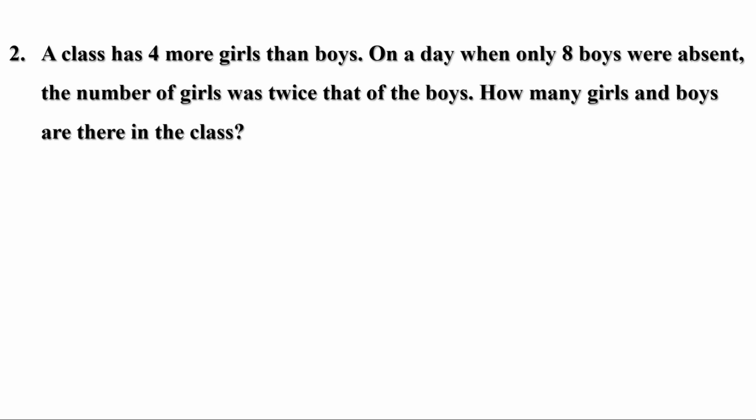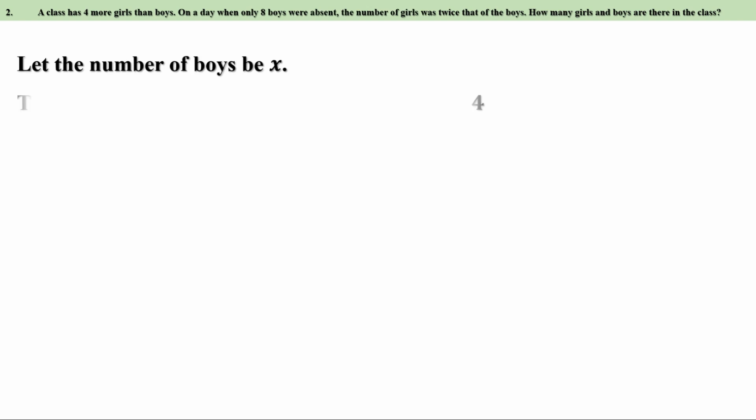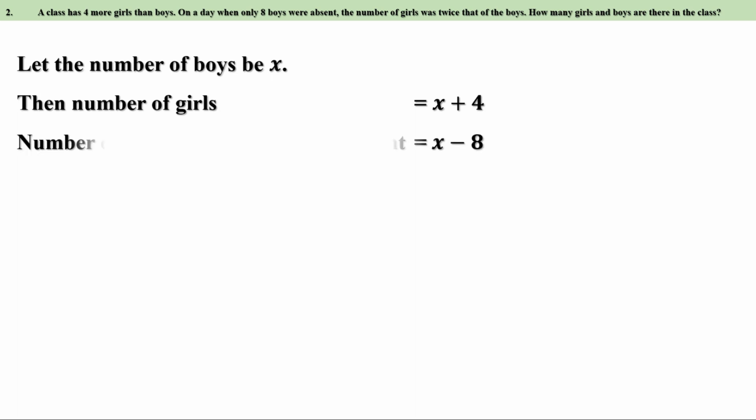Now we can do this using an equation with one letter. Let us take the number of boys as x. Then what is the number of girls? Number of girls is 4 more than the number of boys. Therefore number of girls is x plus 4. On a day 8 boys were absent, and on that day number of boys is x minus 8.